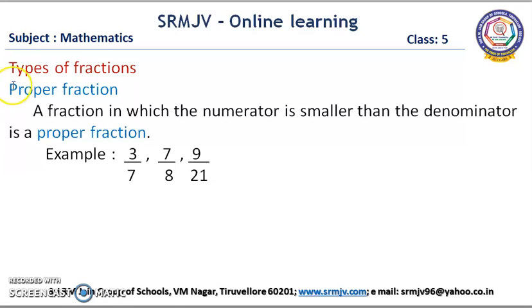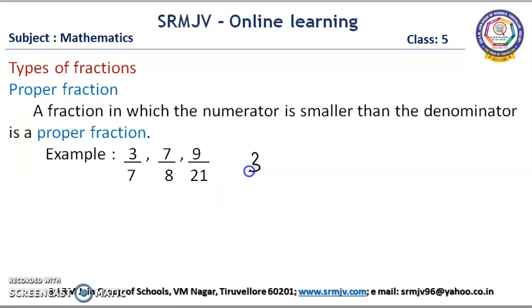The first one is proper fraction. What is proper fraction? A fraction in which the numerator is smaller than the denominator is a proper fraction. See the examples: 3/7, 7/8, 9/27.